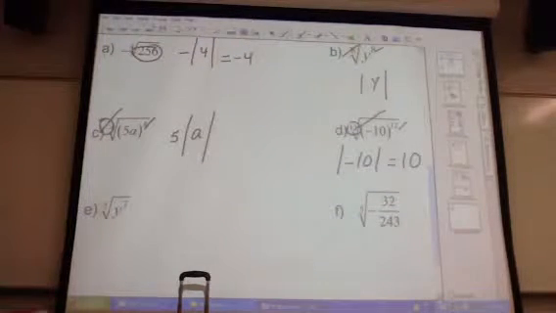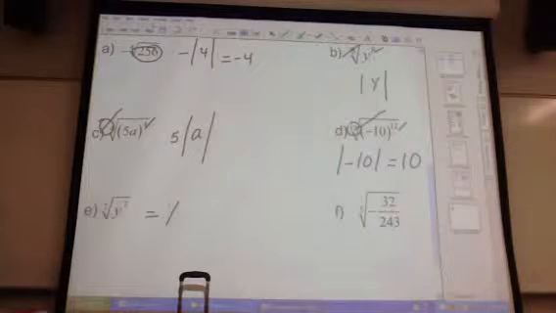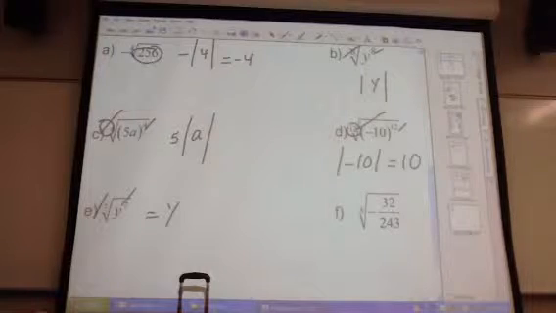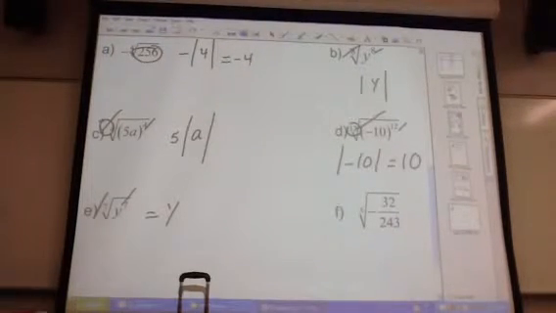What am I going to do with this? Do I need absolute value? No. Just cancel it and put it up. Do I need absolute value for this one? No, but I have to find the fifth root. What is the fifth root of it? And it's negative. That's fine.